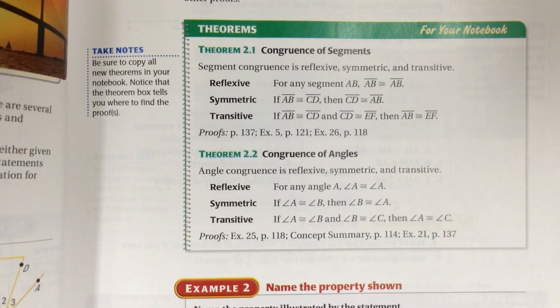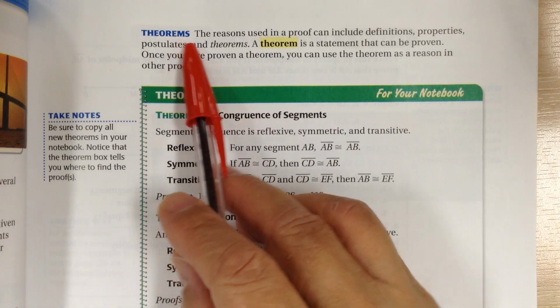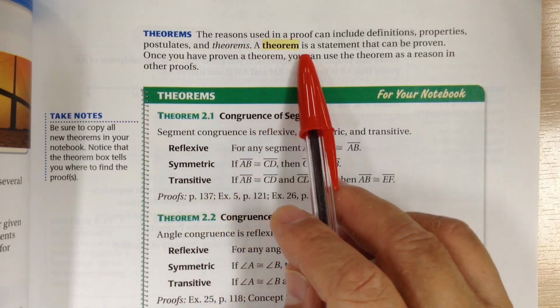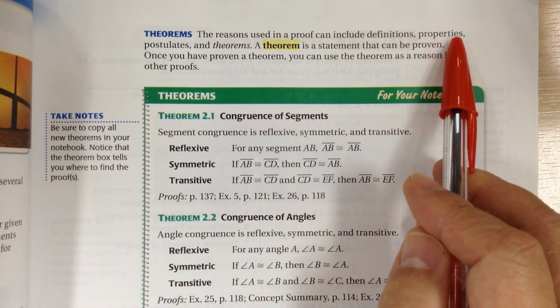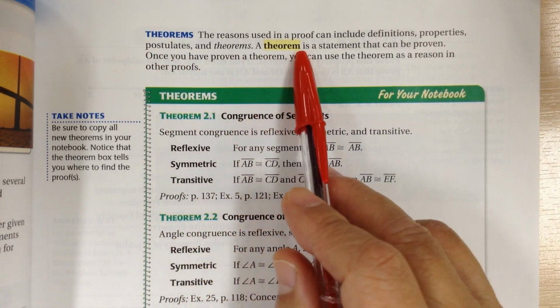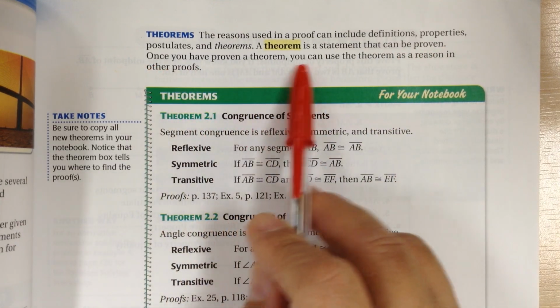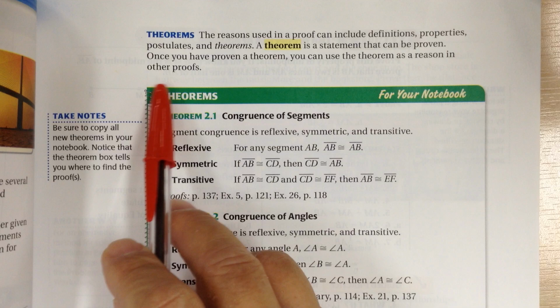Okay, now let's go to page 113. Theorem. The reasons used in a proof can include definitions, properties, postulates, and theorems. A theorem is a statement that can be proven. Once you have proven a theorem, you can use it as a reason in other proofs.